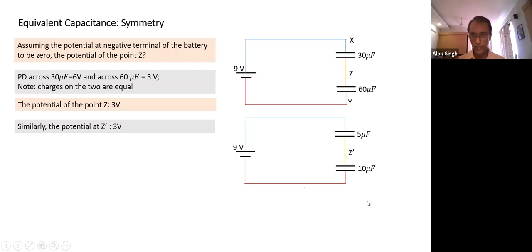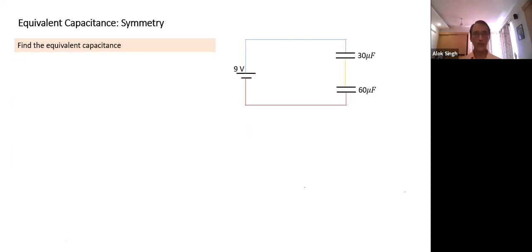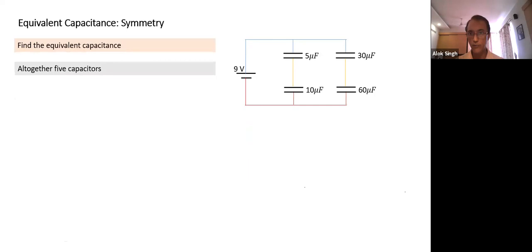Now let's see how we apply this simple thing. Let's extend this question. The potential is the same as long as the ratio of capacitances is the same and they are connected to the same battery or same V. In that case, it will remain the same. Now let's extend this question. Find the equivalent capacitance. Now I have given 5 capacitors. We added 2 more here, and we added 1 across here.